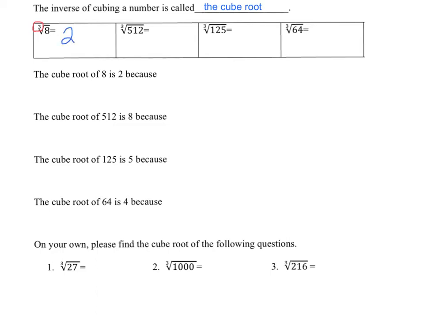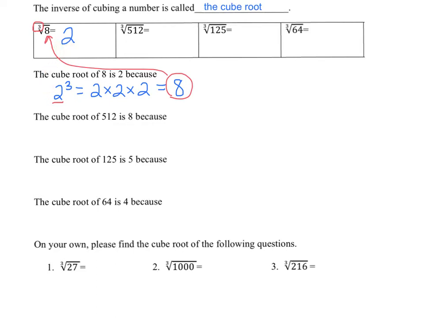Now why is it equal to 2? The cube root of 8 is 2 because 2 to the third power, which is equal to 2 times 2 times 2, is equal to 8. So if you notice, 8 is inside of our cube root. And if you notice, the base is your answer.